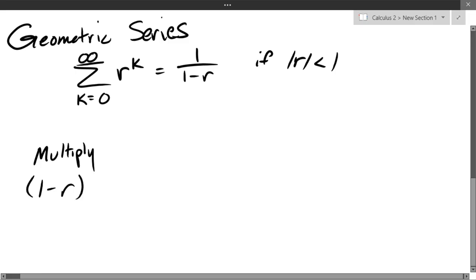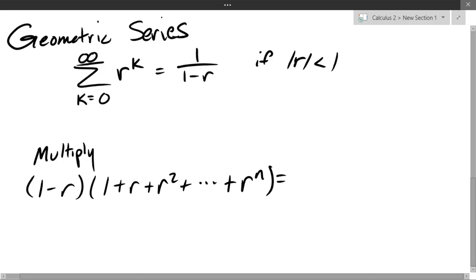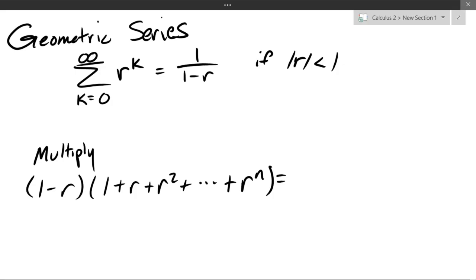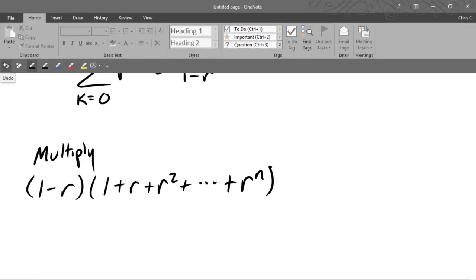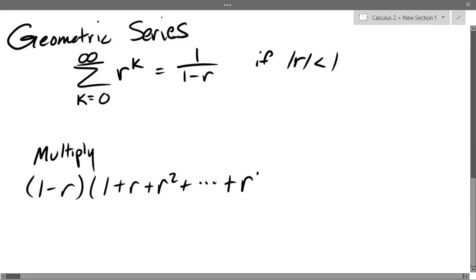So we're going to multiply 1 minus r times 1 plus r plus r squared plus, up to r to the, let's go n power. So I want you right now to multiply this out. You can do it. Don't be afraid. Actually, let me write not just the last term, I'm going to write the last two terms. So go ahead and multiply this out and simplify it down.